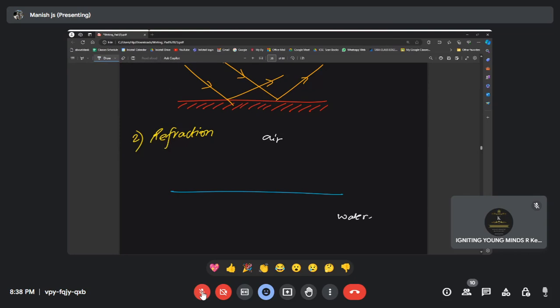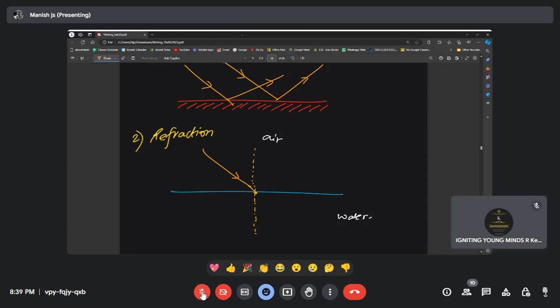Okay, water also allows light to pass through it. So when light is entering, say from air, okay, this is a point of interface. It is trying to enter water. Now what I do is I'm going to draw a special imaginary line. This line is called the normal.